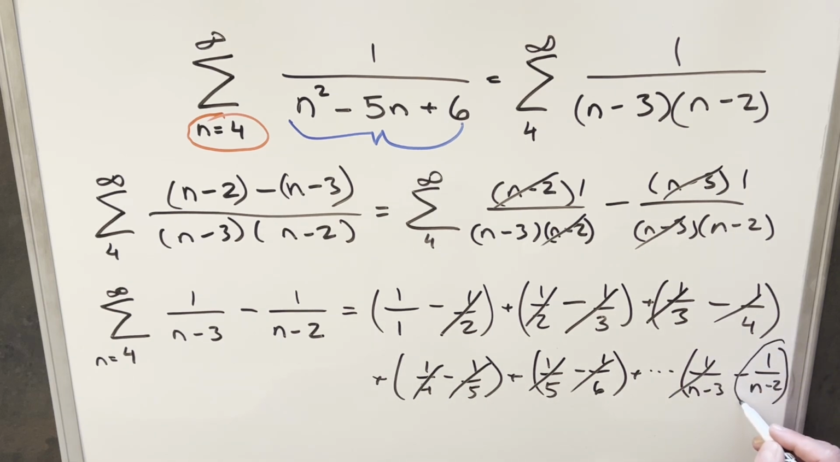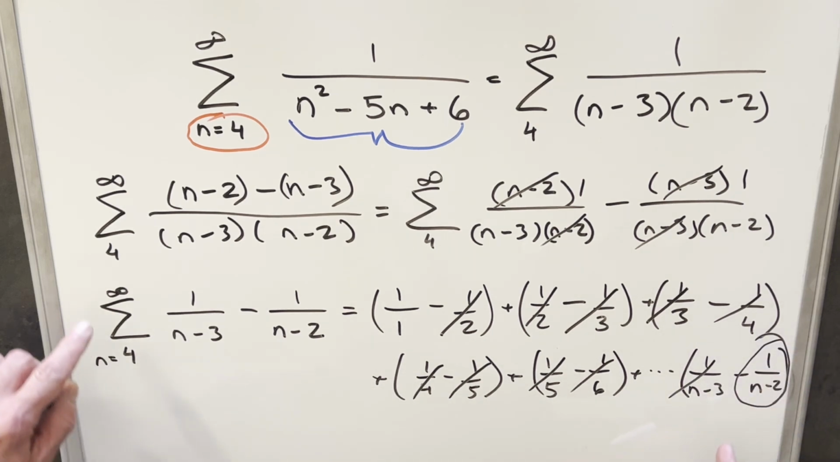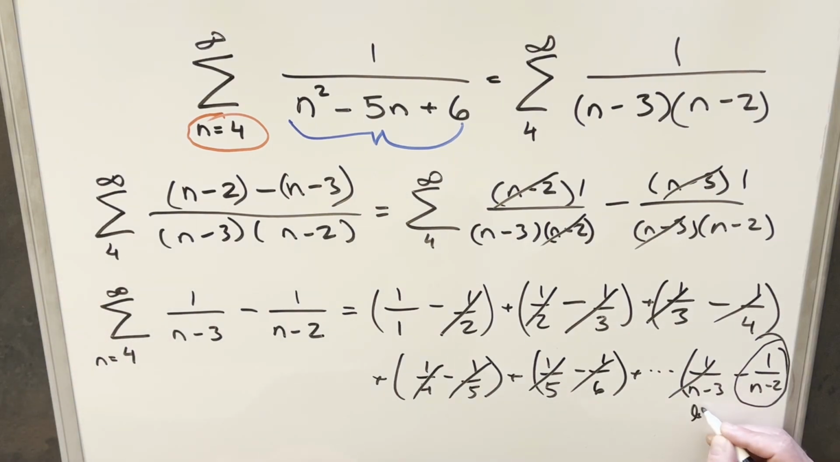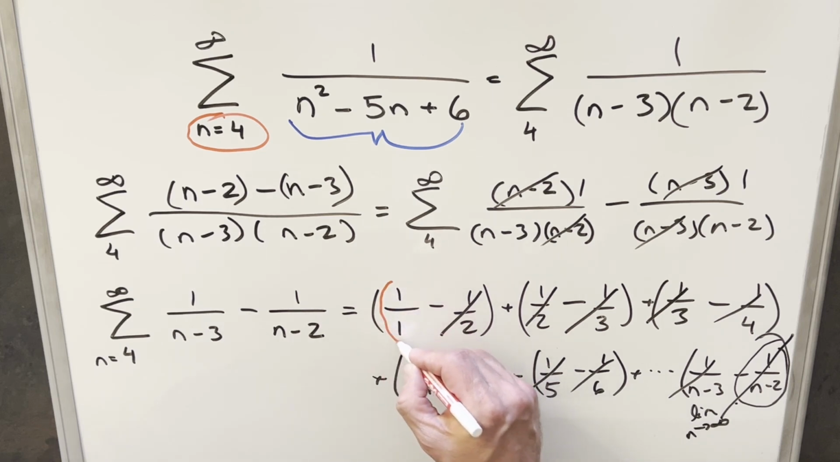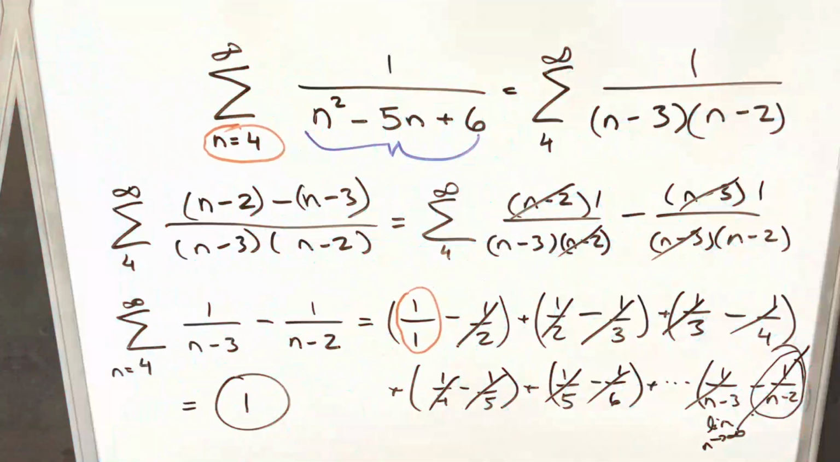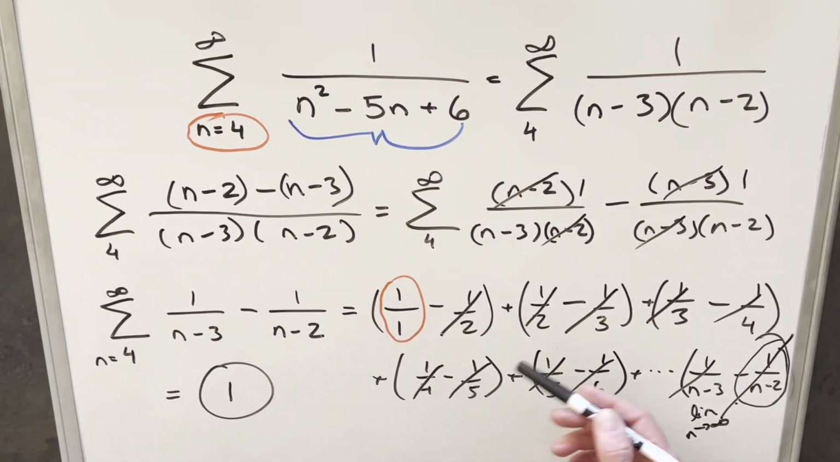Now we will have a term left over at the end, but because our series is going to infinity, we can look at this as a limit. If you look at this as a limit as n goes to infinity, then this piece here is 0, and we're not worried about this piece either. So all of our terms are gone. We're just left with this first term, 1 over 1. And so for our solution of this series, the value is just going to be 1.